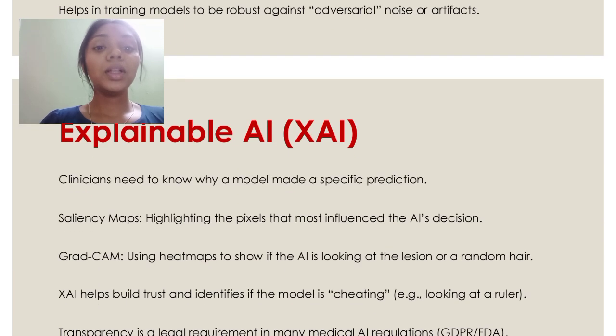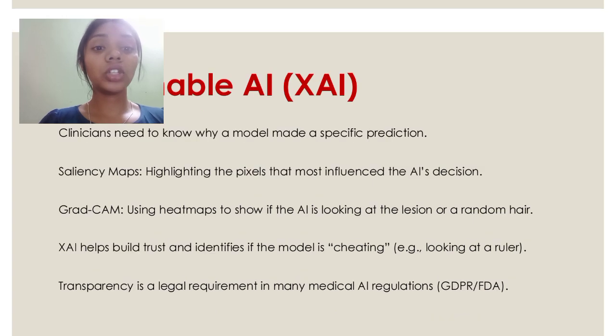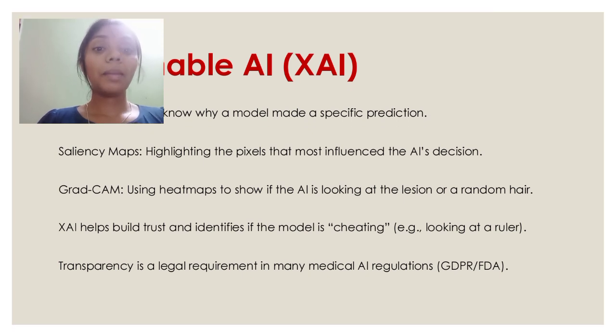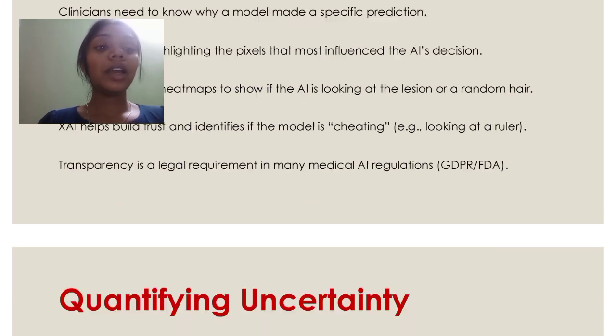And explainable AI. Clinicians need to know why models made a specific prediction, highlighting the areas that most influenced the AI detection and using heat maps to show if the AI is looking at the lesion or a random error. Transparency is a legal requirement in many medical AI regulations.